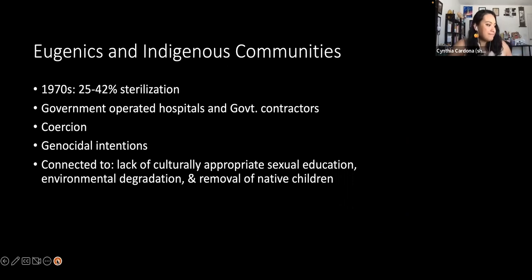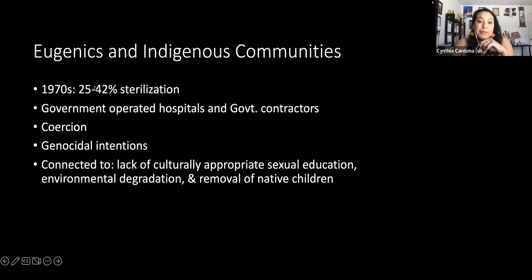The same thing was happening in indigenous communities in the 1970s. We know that somewhere between 25 to 42% of indigenous women on reservations were being sterilized without their consent. Now, why don't we have a better idea? That's a big gap, somewhere between 25 and 42% of indigenous women.